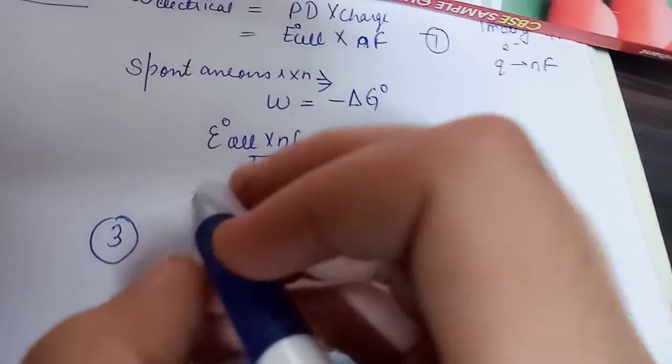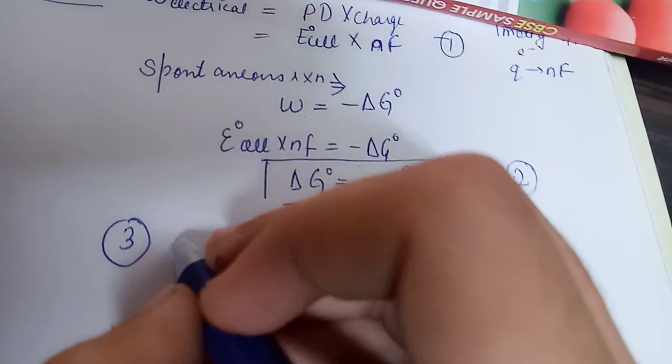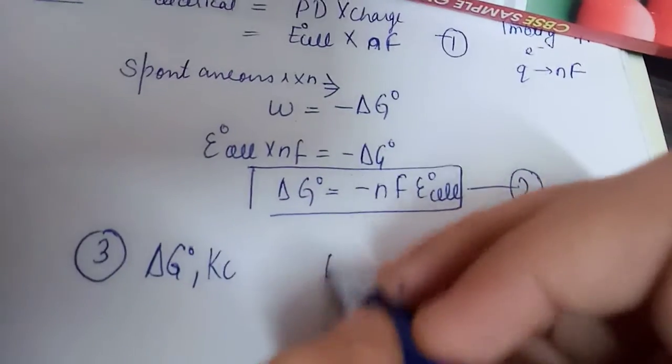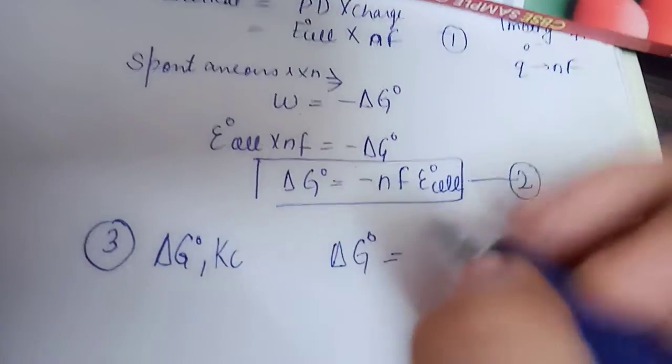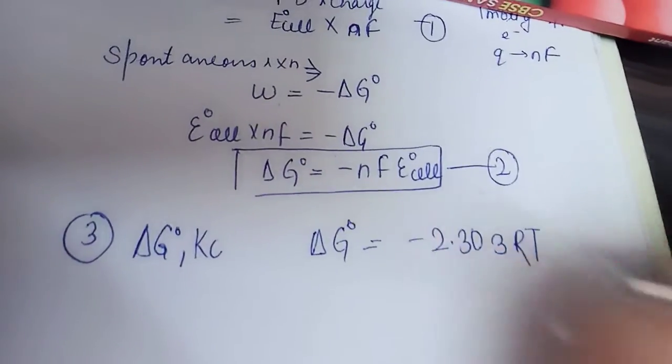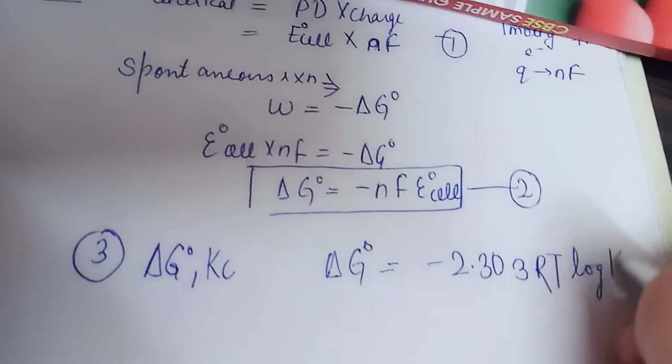And the third thing we are going to do is find the relation between delta G naught and Kc, so it could be delta G naught equals minus 2.303 RT log of Kc.